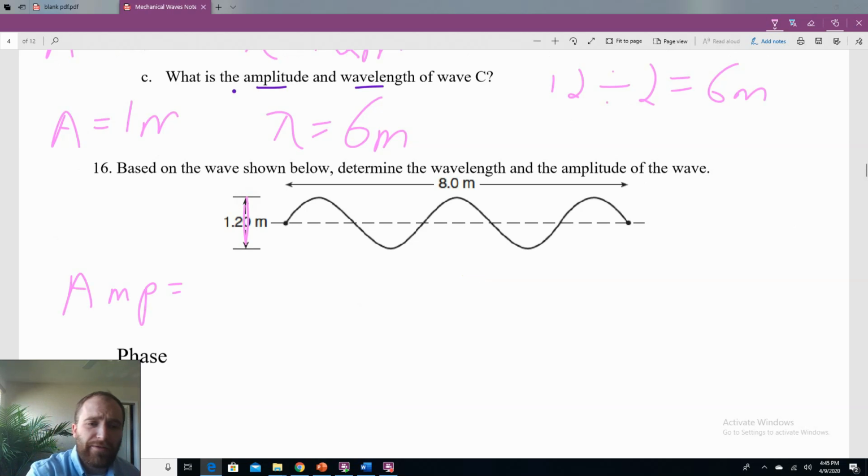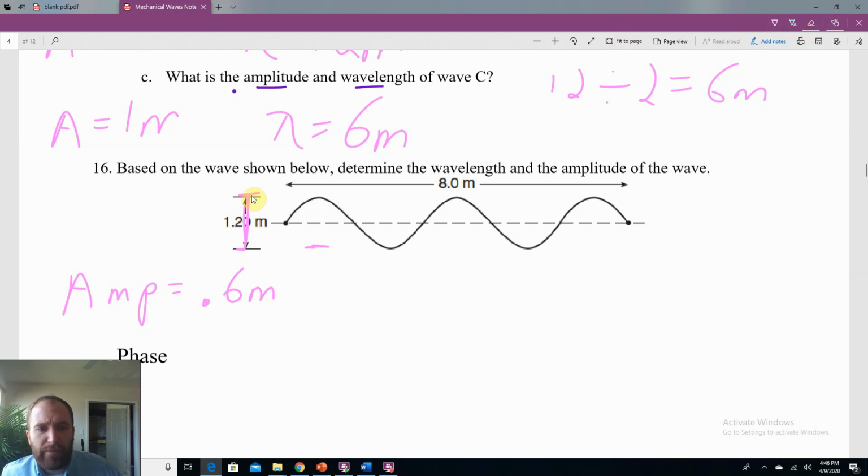Because we don't measure amplitude from crest to trough. We measure it from that middle to the top. Alright, from the middle to the top. Well, if this whole thing is 1.2, then I think from the middle to the top should be half that. Half of 1.2. Alright, 1.2 divided by 2 is 0.6 meters. Cool.